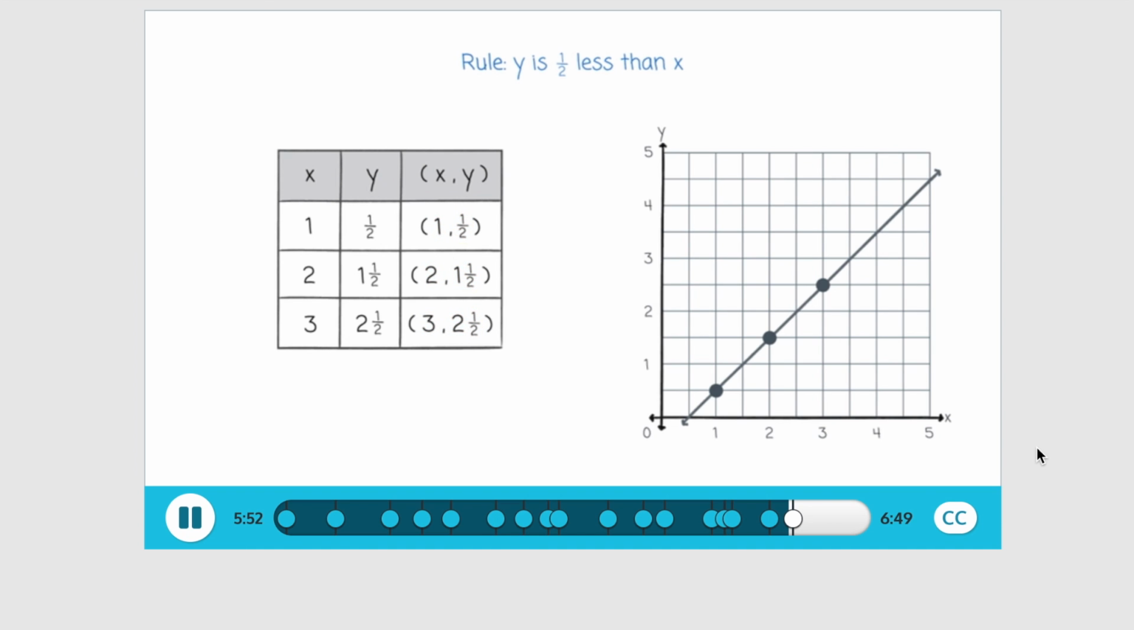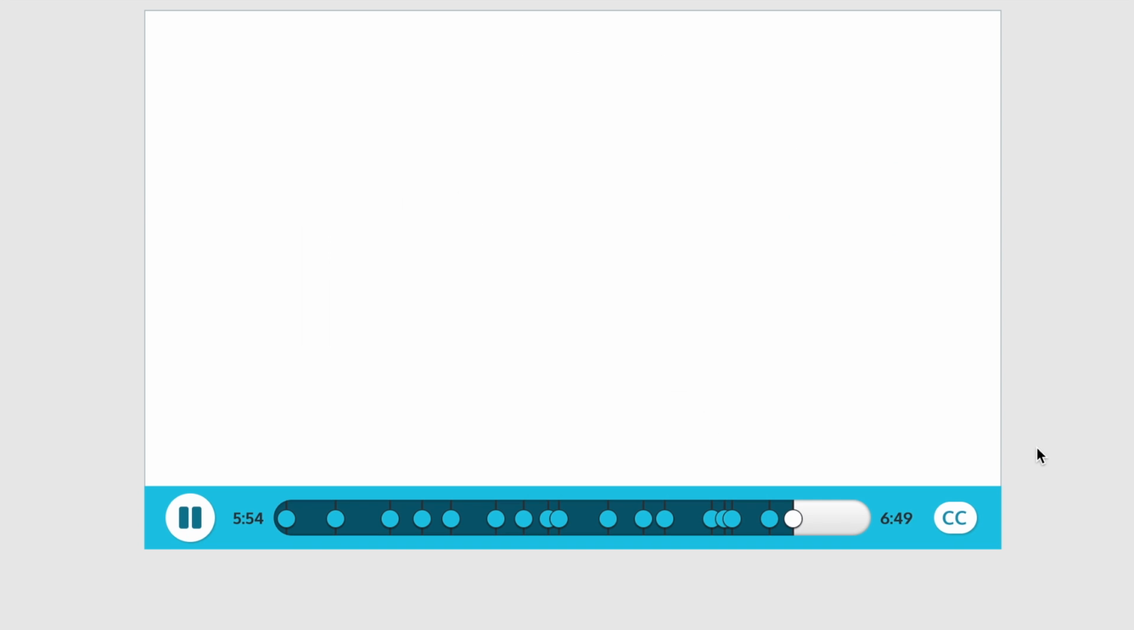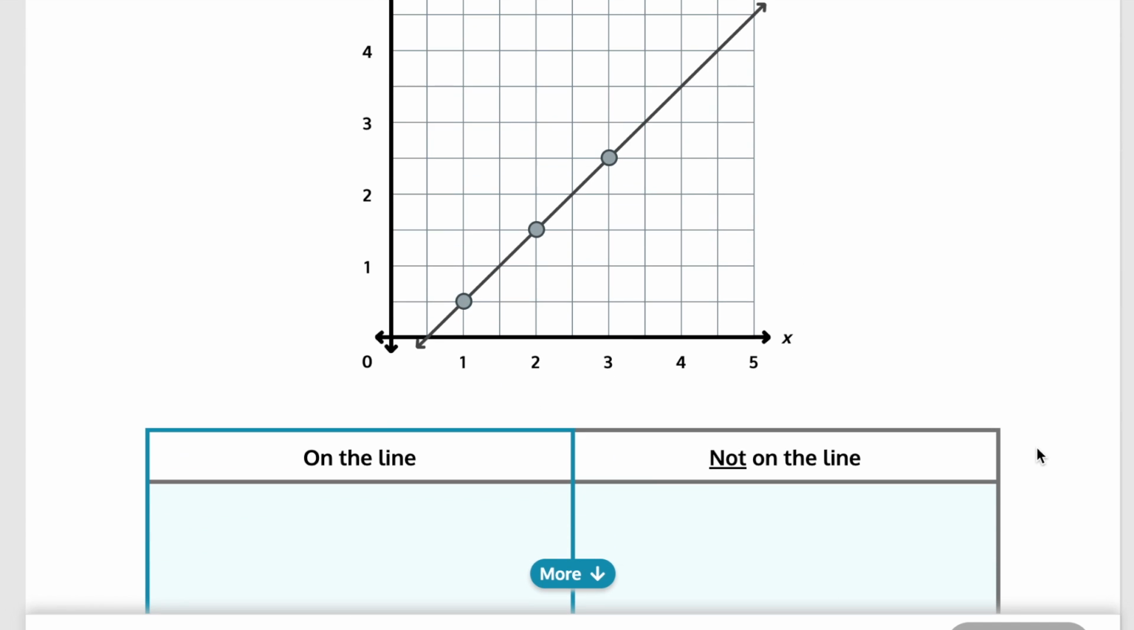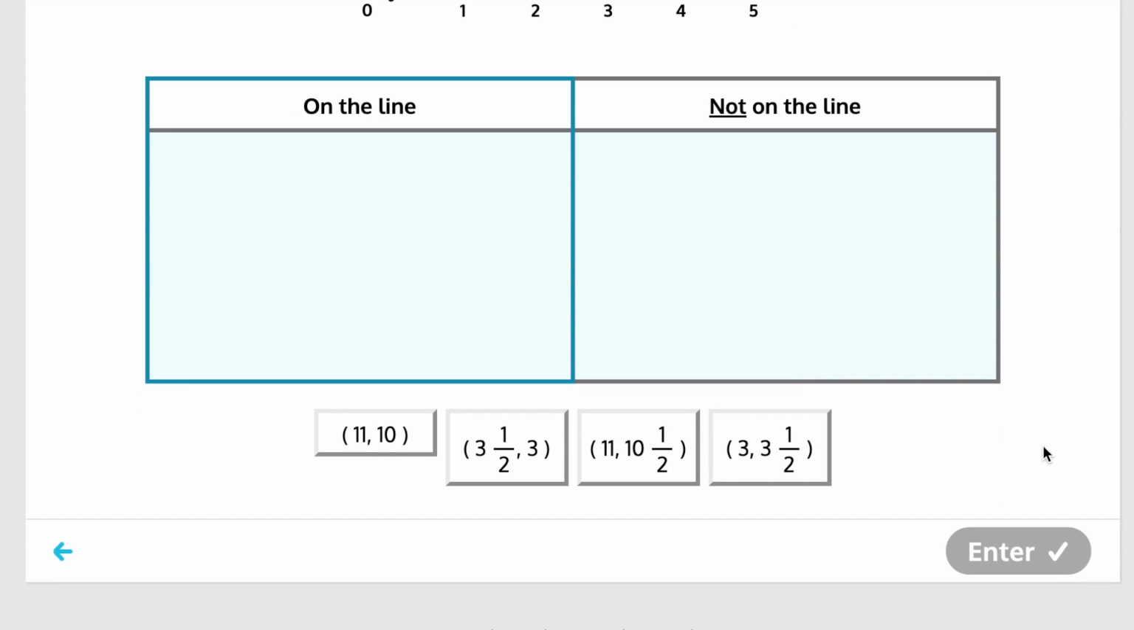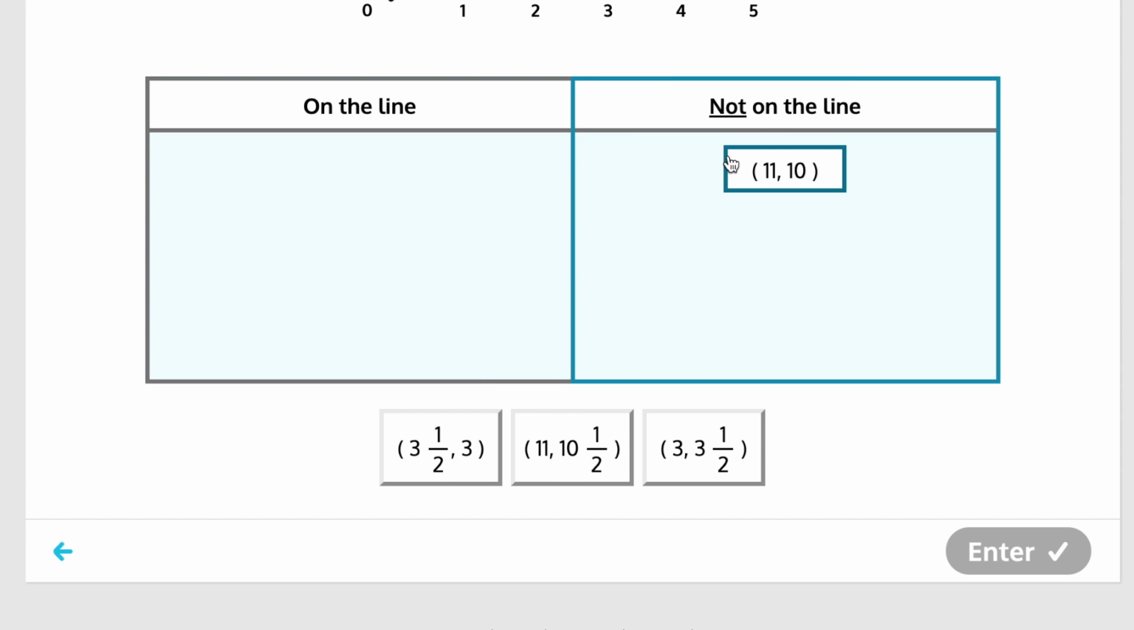What other points are on this line? So let's think about some of these points that would be on the line. Remember, the point has to follow the rule of y being 1/2 less than x. So think about (11, 10). What do you guys think? Would that fall on the line or not on the line? Type into the chat or have your teacher call on you. So that would not go on the line because 10 is not 1/2 less than 11. It's 1 whole less.